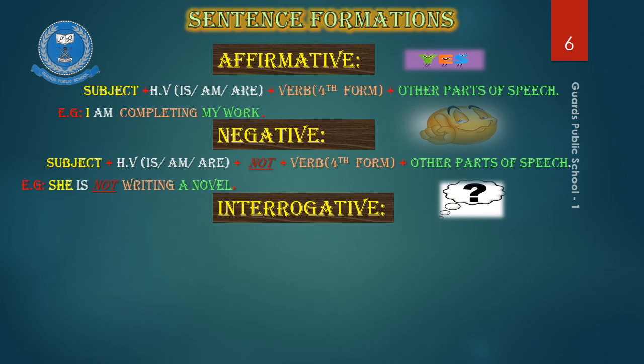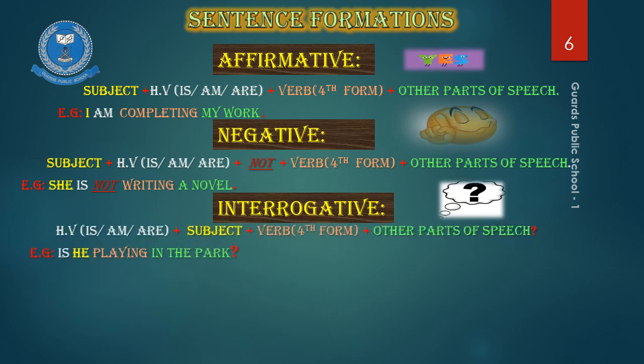For the interrogative form, we have a helping verb in the beginning, the subject, the verb in its fourth form, and the other parts of speech. For example, is he playing in the park?